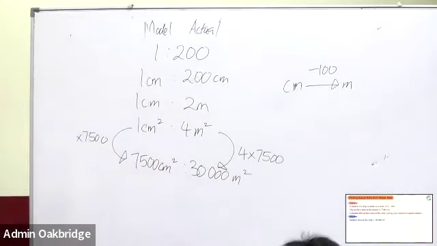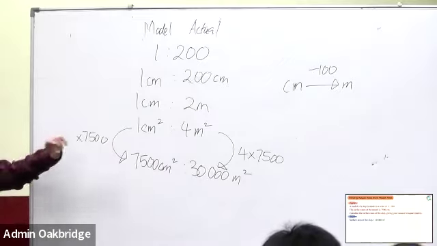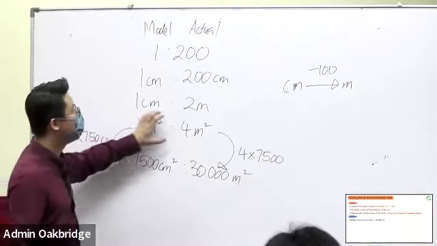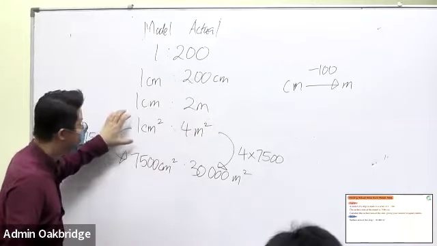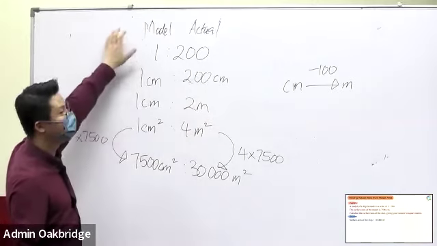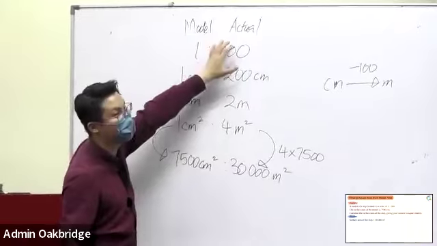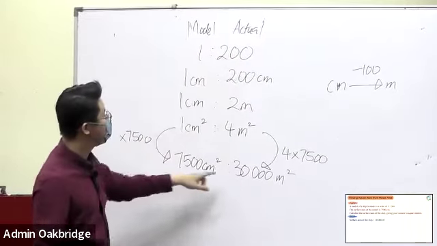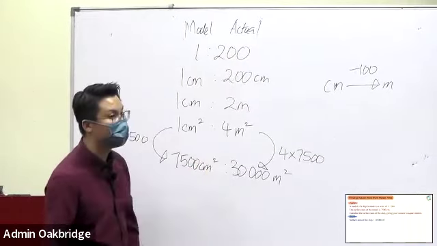Okay, I got it. So if you want to find area, you need to do one extra step here. You need to square both sides first to get the relationship between the area in the model and the area for the actual one. Only then do you find the actual area.